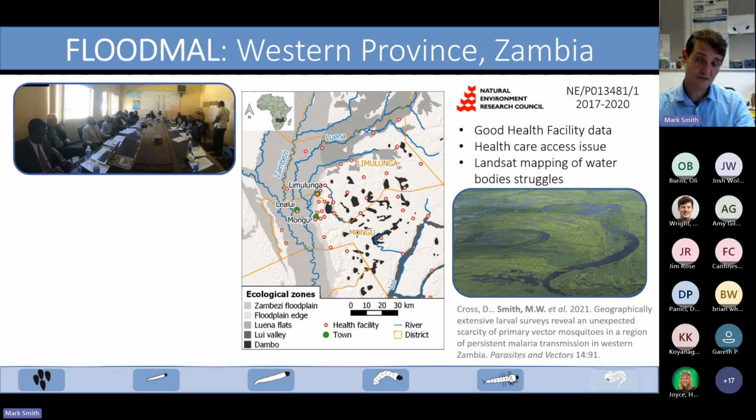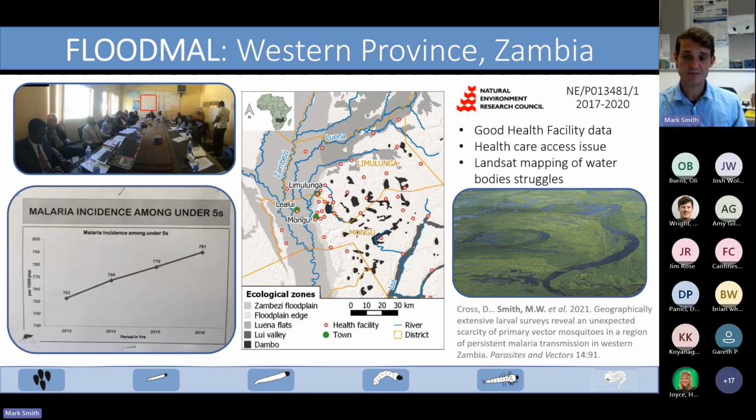You can see a picture there from one of the kickoff meetings, and if you highlight the posters in the background, we were really surprised to see how difficult the malaria environment was there. So this is malaria incidence in under fives, and you'll notice an increasing line up to 2016 on that graph. But perhaps the most shocking thing are the numbers. That last number is 791 cases of malaria incidence per 1,000.